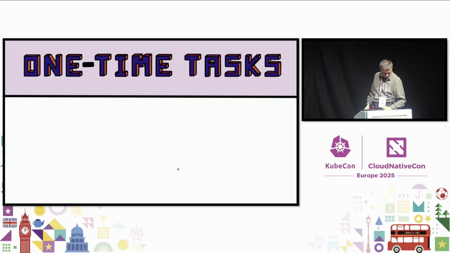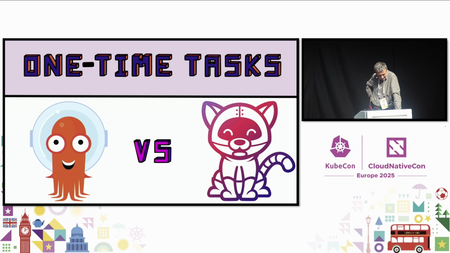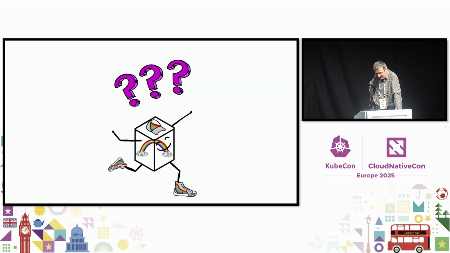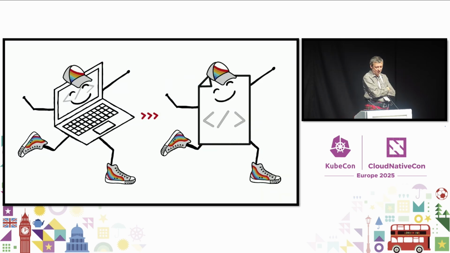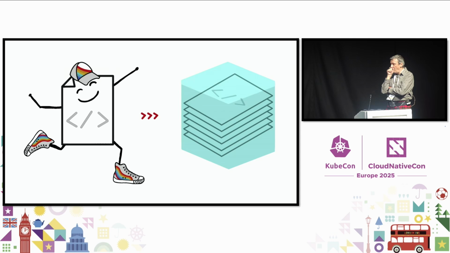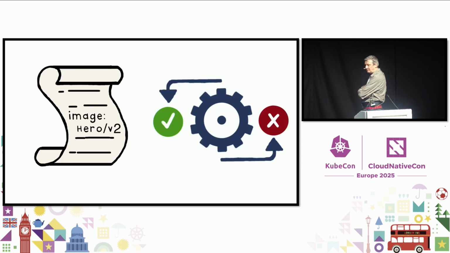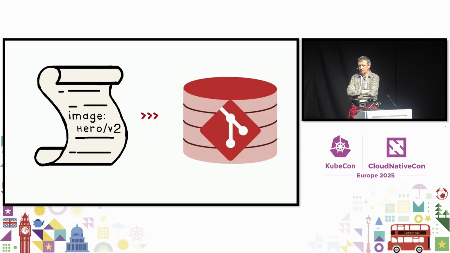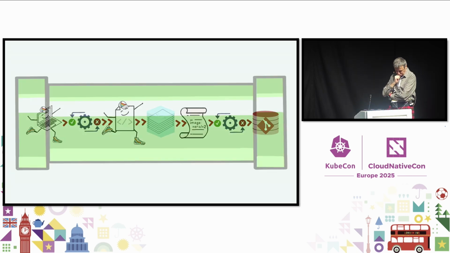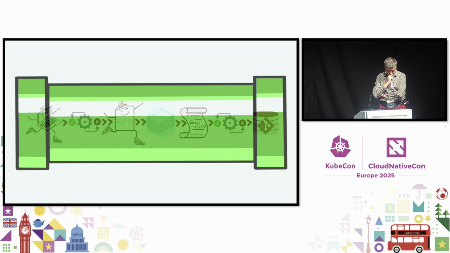So now let's talk about one-time tasks. We're going to talk about Argo Workflows and Tekton. So basically, we helped our developers create resources and manage state. But what about those things that developers need to do only one time? How can the platform help with that? So we're talking about things like testing application code, building application images, pushing that image to a registry, updating configuration, testing that new configuration, and then adding it to a GitHub repository or Git repository, which altogether is often called a pipeline. How can our platform help with pipelines?